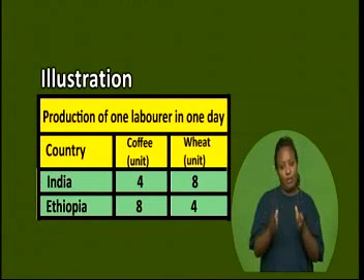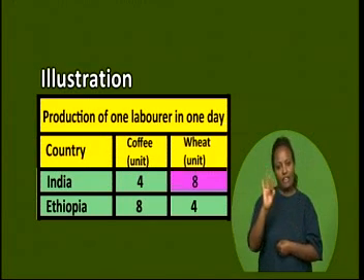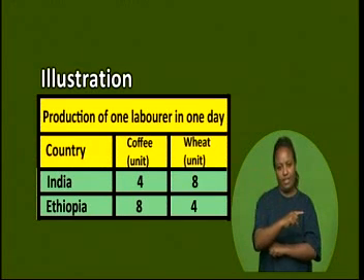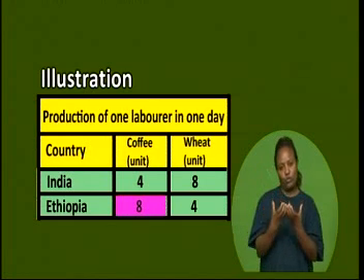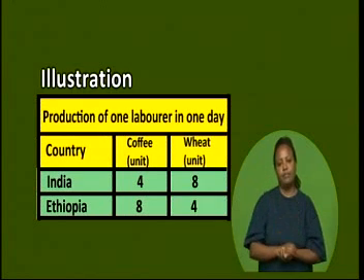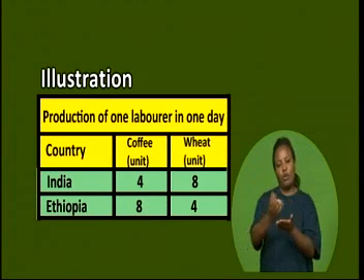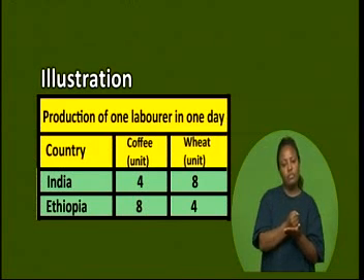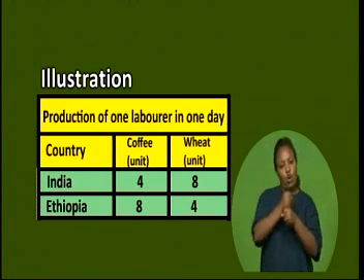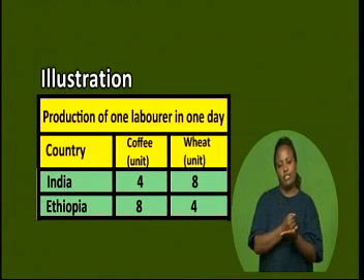That is, a laborer in India produces 4 units of coffee and 8 units of wheat per day, whereas a laborer in Ethiopia produces 8 units of coffee and 4 units of wheat per day. Based on the figure, in India, wheat is produced at lower cost compared to coffee production, whereas in Ethiopia, coffee is produced at lower cost compared to wheat production.